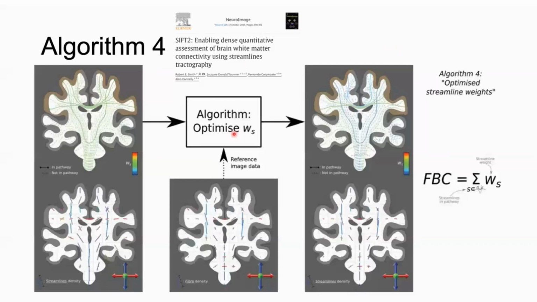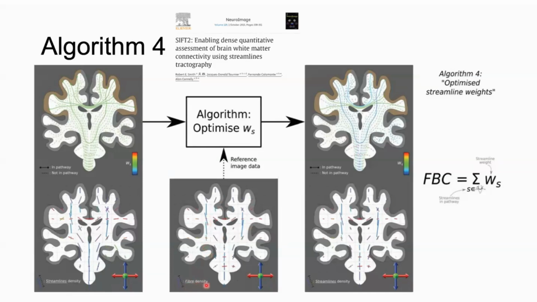Nagesh, can I ask? Yes, please. For the reference image for the SIFT2 algorithm, does that ideally have to be from your own dataset, acquired with the same diffusion imaging protocol, or is it some kind of gold standard, a more general average template? Good question. No, this is all still within subject.